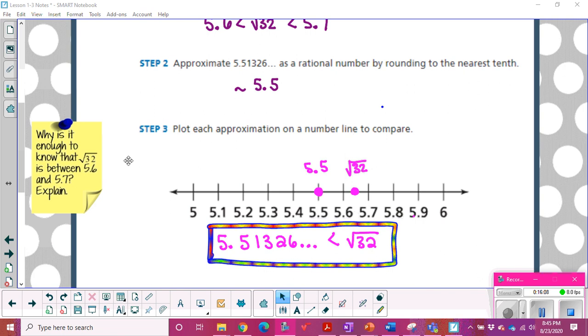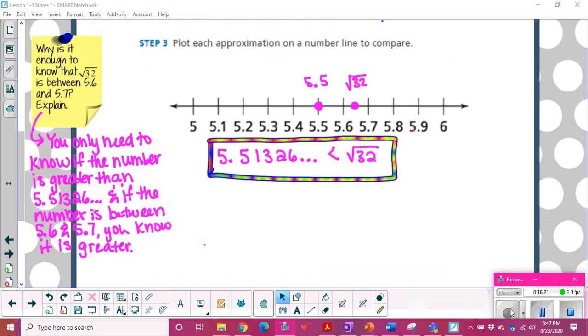So let's look at this question over here. Why is it enough to know that the square root of 32 is between 5.6 and 5.7? Explain. Pause this for a second, think of the answer, and then check back to see if you got it right. You only need to know if the square root of 32 is greater than 5.51326. And if that number is between 5.6 and 5.7, you know that it is greater, so that's all you had to know. Let's move on to the next example.